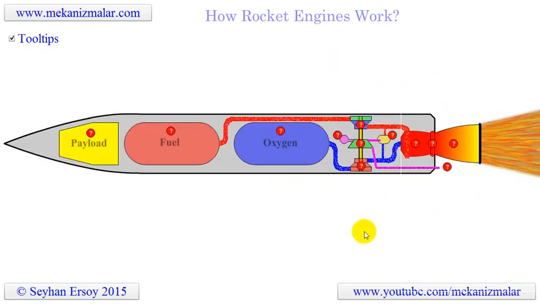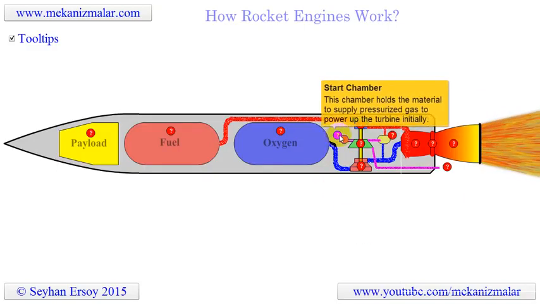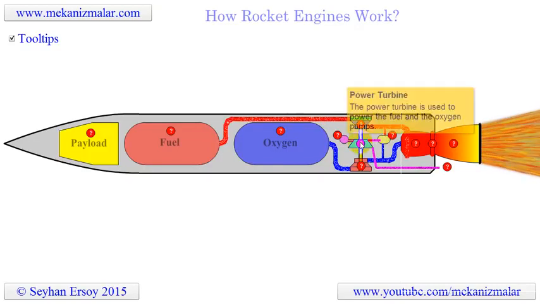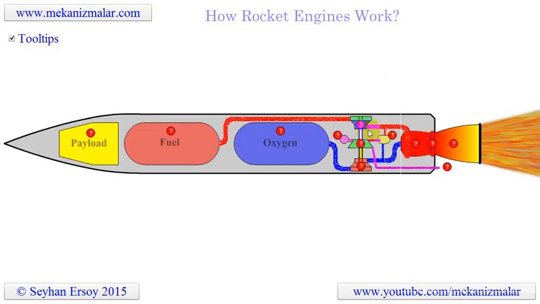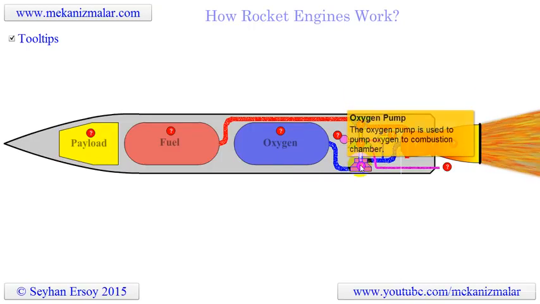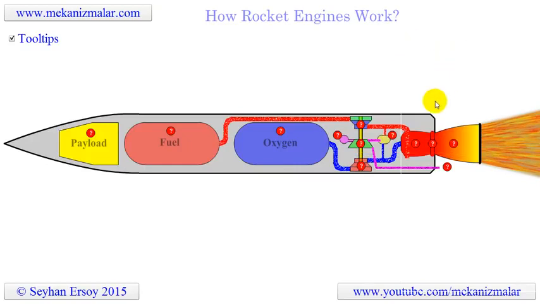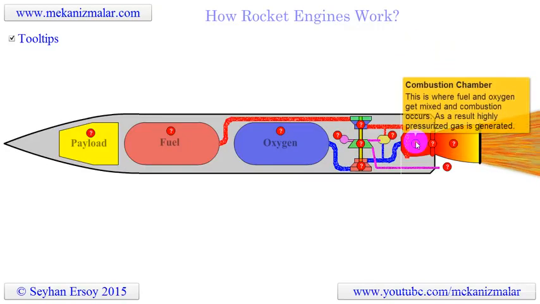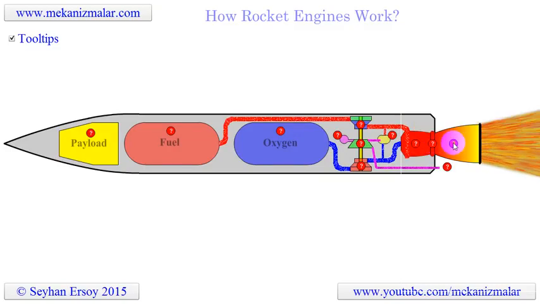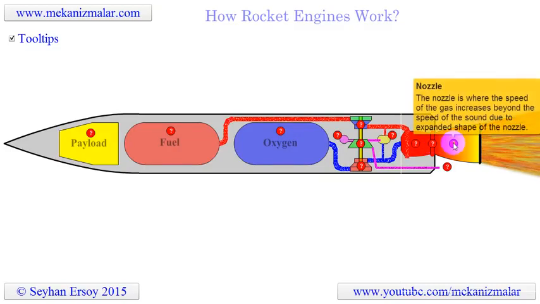The main parts of the rocket engine are: start tank, mixing tank, turbine for generating power for the pumps, fuel boost pump, oxygen boost pump, combustion chamber, throat, nozzle. Let's describe the working details of the rocket engine.